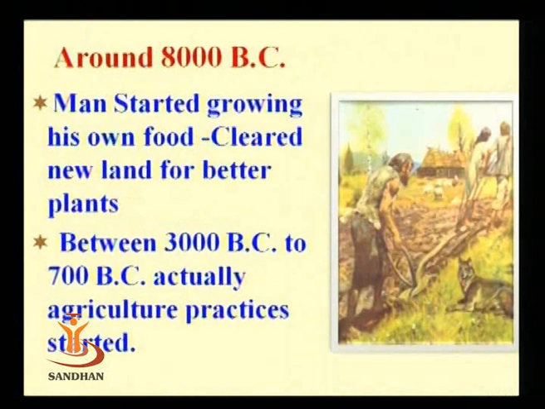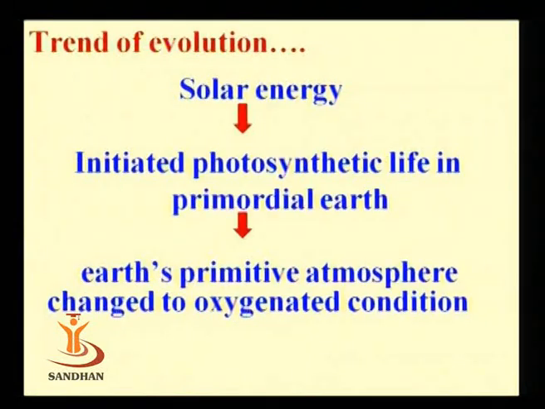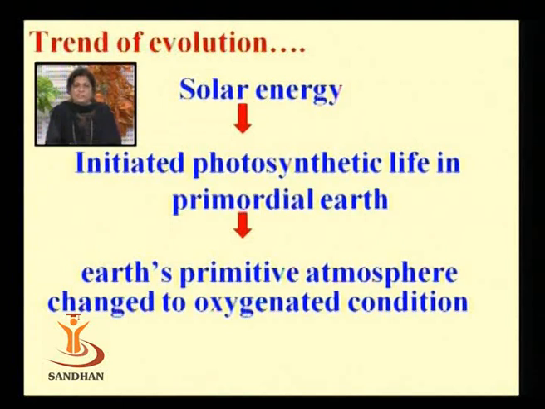It was around 8000 BC. Till then, this primitive man, newly evolved man, was just gathering food material from nature or by hunting. But around 8000 BC man started growing his food, and for that he used to clear new land for better plants. It was between 3000 BC to 700 BC, BC meaning before Christ, that agriculture practice actually started. It got more and more refined, and so today we are very well aware of agricultural practices. We are living in the age of GMP, genetically modified plants. We have fertilizers, biofertilizers, irrigation and all that. So life has evolved quite a lot.